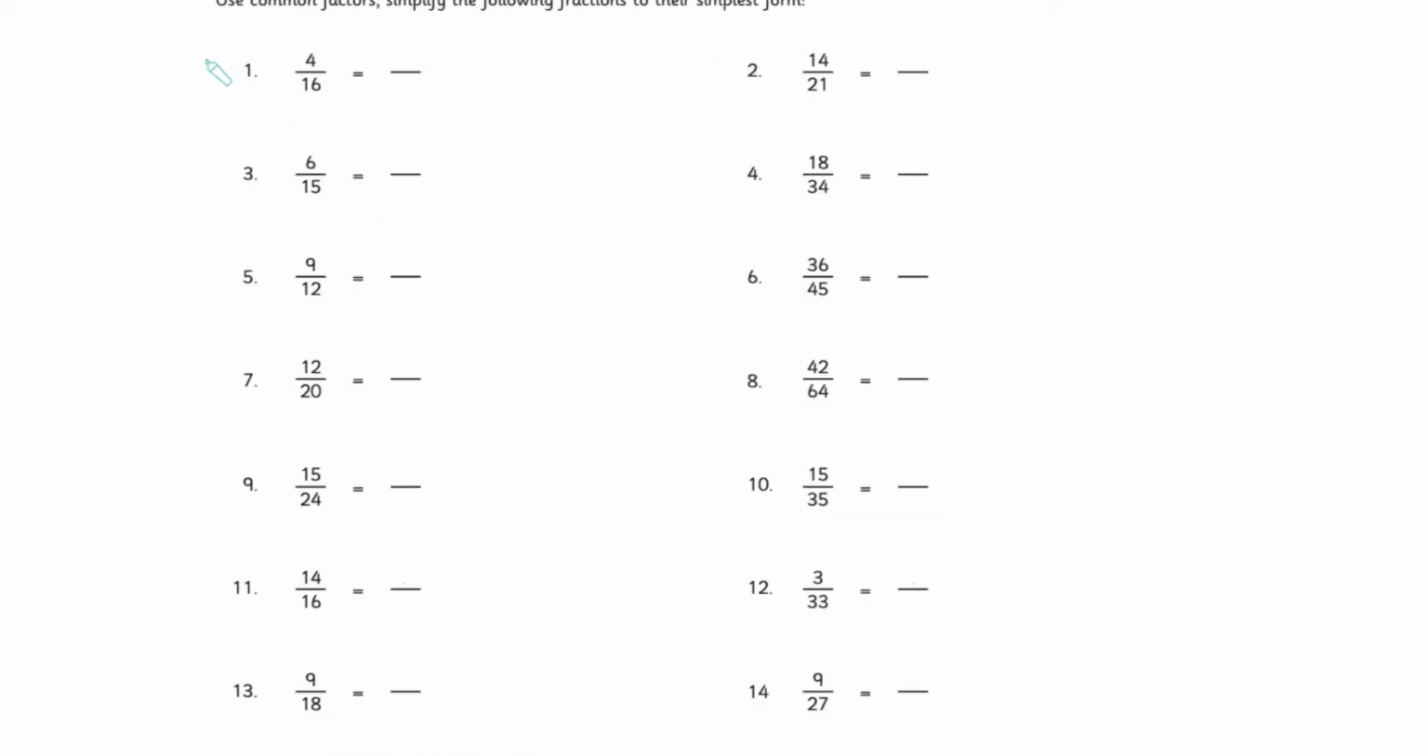Again, let's just go through the numbers. Okay, this is 2s. Okay, this is 7s. This is 3s. This is 2s, 3s, 3s, 2s, 2s, 3s, 5s, 2s, 3s, 3s, and 3s.